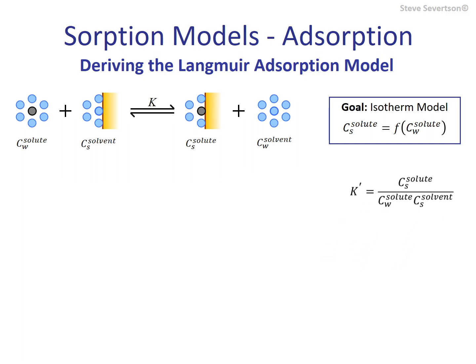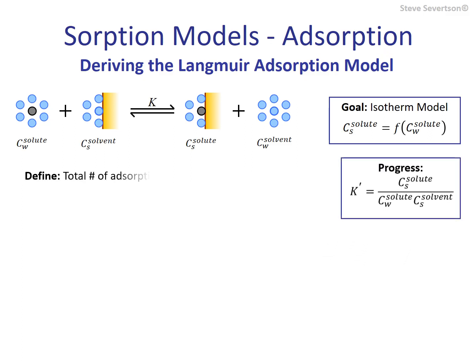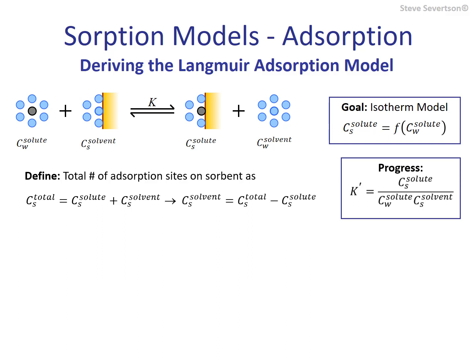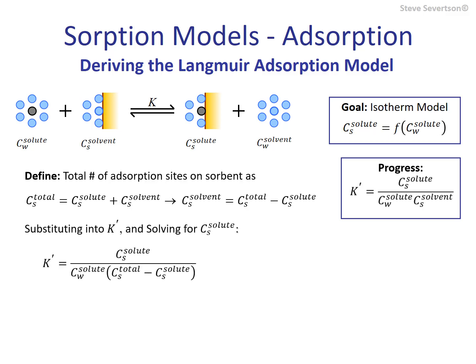Placing the sorbent in the aqueous solution saturates the surface, with each site being occupied by either a solvent molecule, water, or a solute molecule. As a result, the total surface site concentration, which is a property of the solid, is equal to the sum of these surface concentrations. Substituting this in for the surface concentration of the solvent and the expression involving the equilibrium constant and rearranging, we arrive at the Langmuir equation.